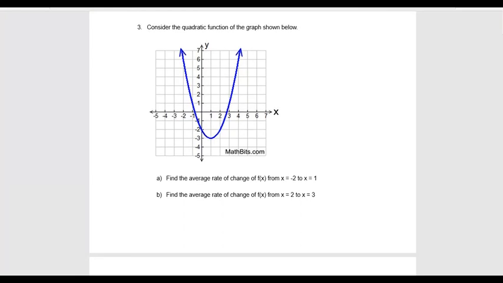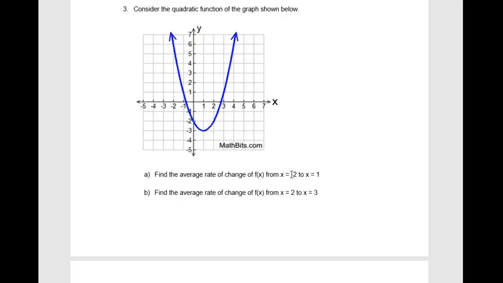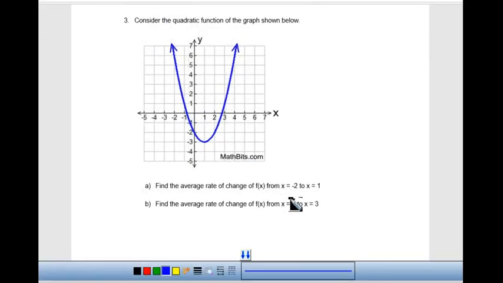In this final example, we are provided with a graph, and we're going to use the graph that was given to us in order to find the points. The first problem says, find the interval from x equals -2 to x equals 1. So if I go to the x-axis and I find -2, I'm going to have to then go to the graph to find out what y is. So when x is -2, y is 6.